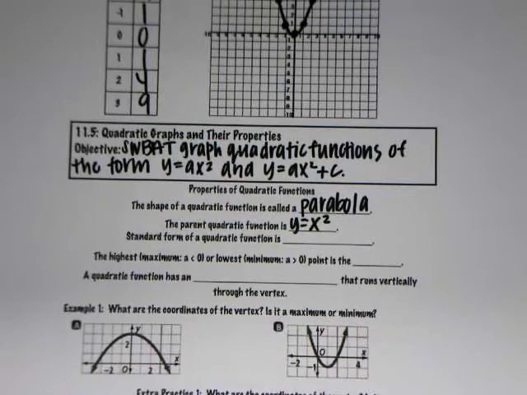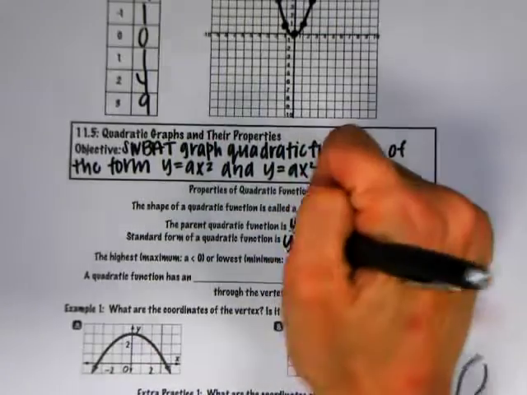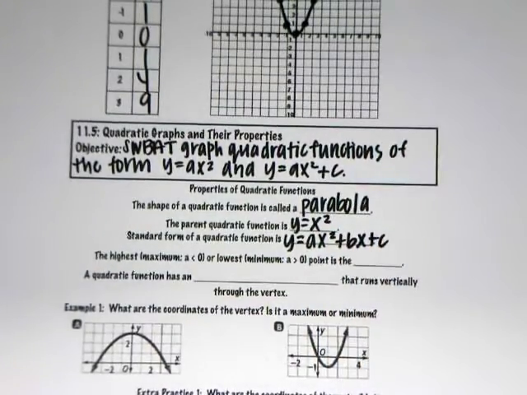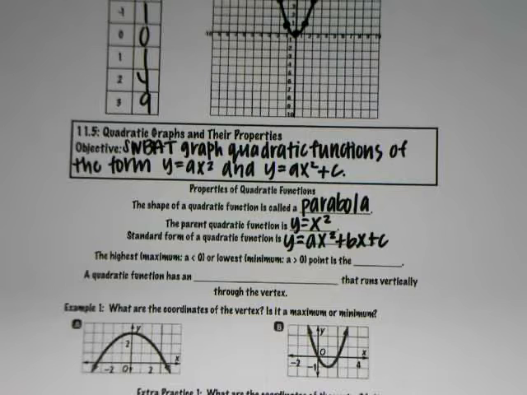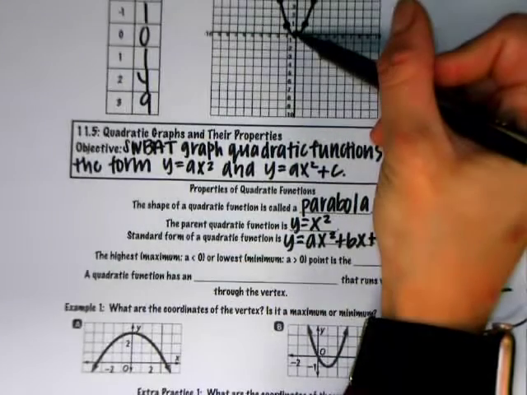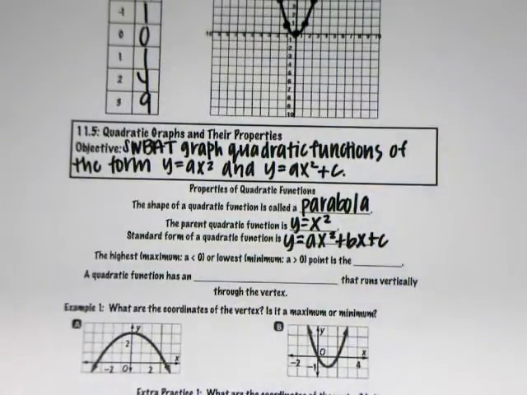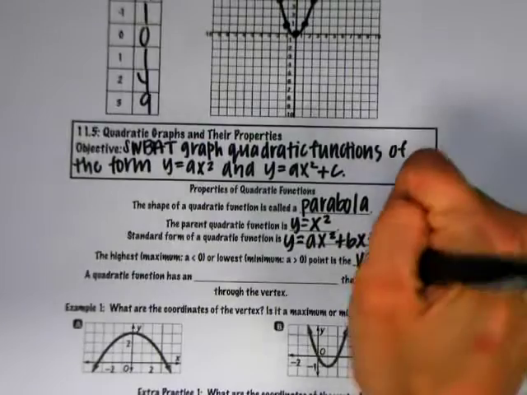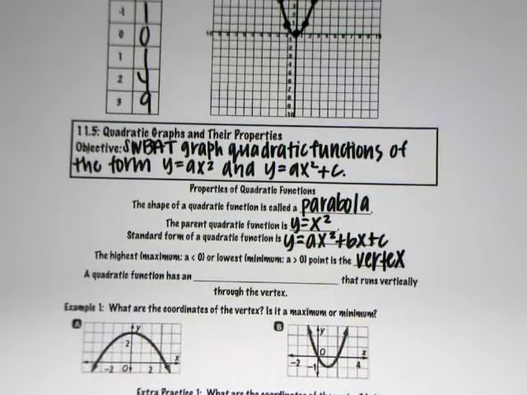Standard form of a quadratic function, this will look familiar, is y equals ax squared plus bx plus c. The highest or lowest point is the, anyone know that one? Minimum. Yes, it is a minimum, but what is it called no matter what it is? If it's a minimum or a maximum, it's called the, starts with a V? Velocity? Vertex, yes. You got it. You're a rock star.